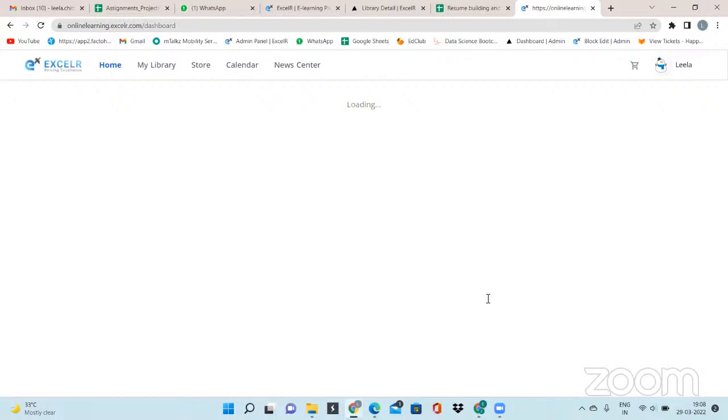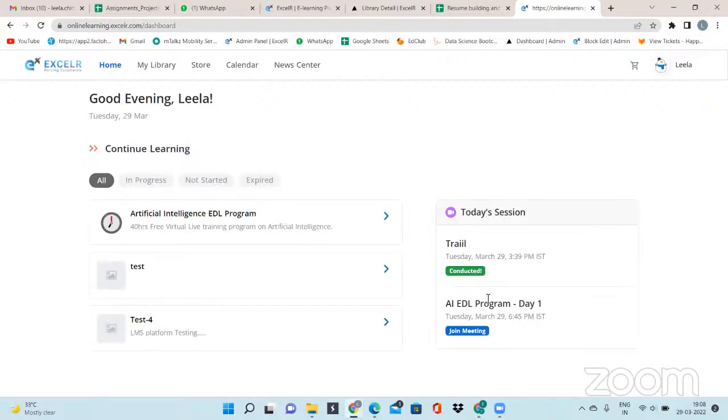When you go and click on this artificial intelligence EDL program tab, and click on this arrow, you can see this page. This is the classroom which you have been given the access to. When you click on the start, you can see the content wise information on the left hand side.